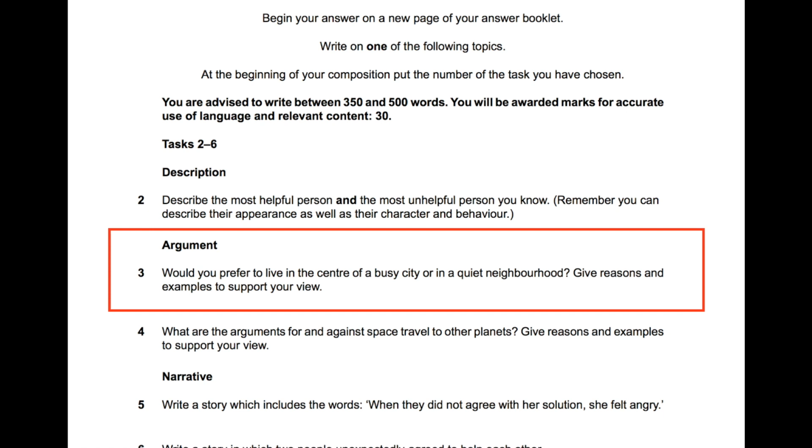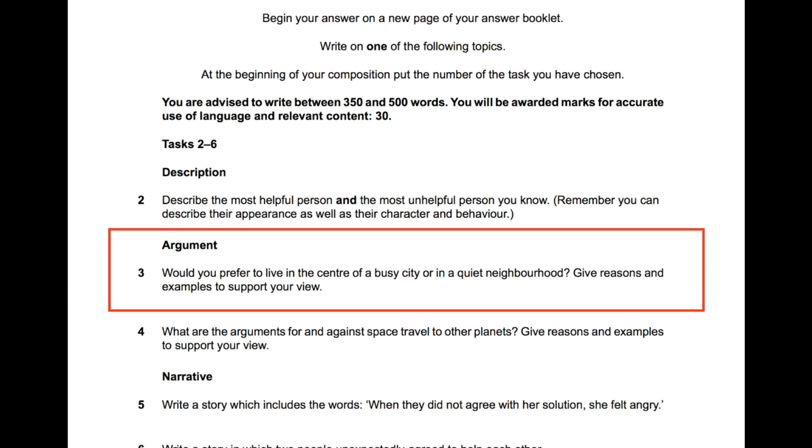So let's have a look at a past exam question. This is a screenshot of the May-June 2018 paper, and it's important to observe that there are 3 different types of questions available for you to answer in section 2 of the writing paper. The first option is description, the second option is argument, and the third option is narrative. So you don't have to answer all of those questions, of course.